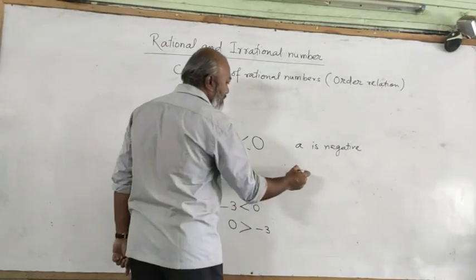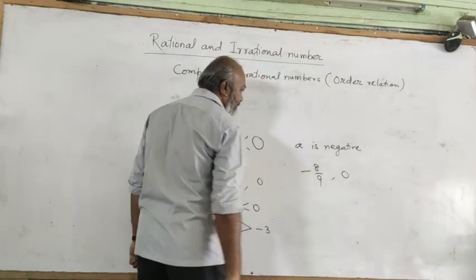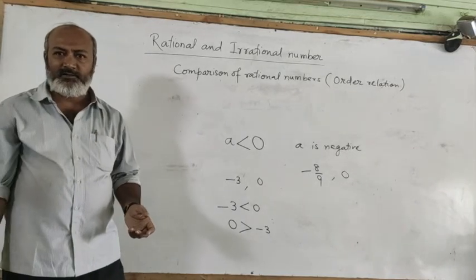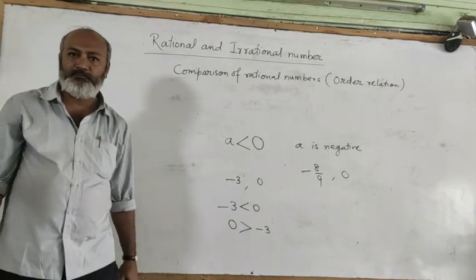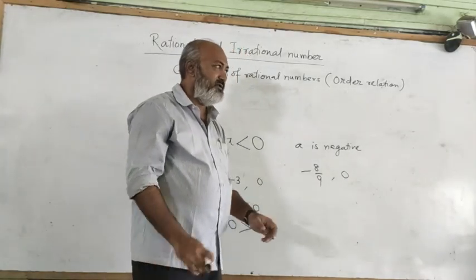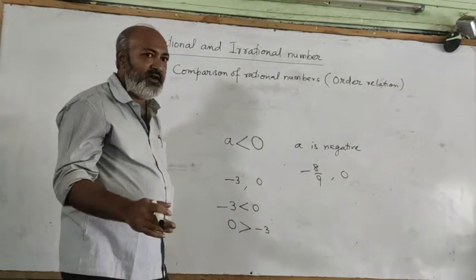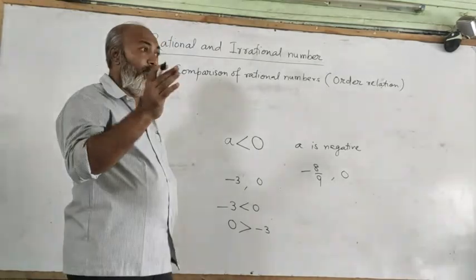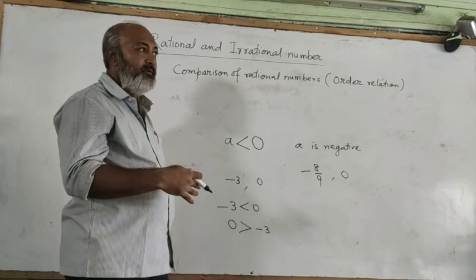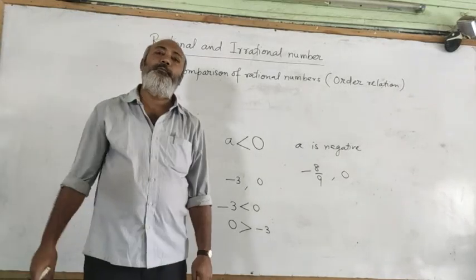If you are given -8/9 and 0, obviously you can say that the negative number is less than 0, so the greater number is 0. Similarly, all positive numbers are greater than 0, because the positive numbers lie on the right side of 0.